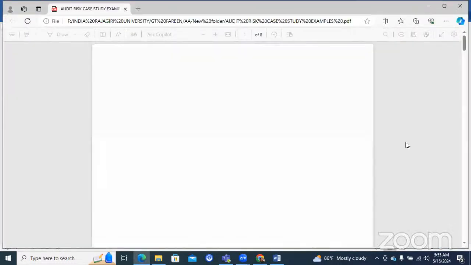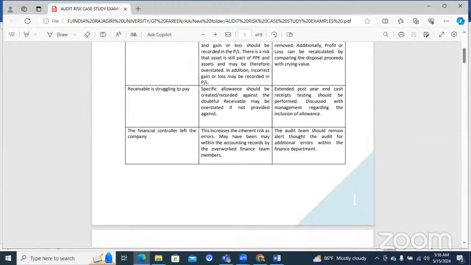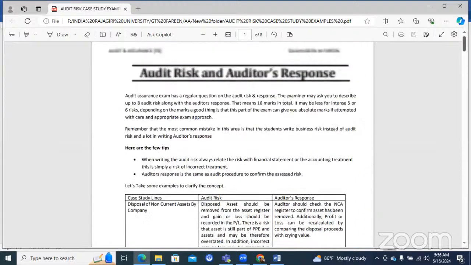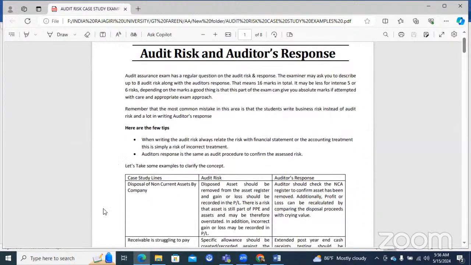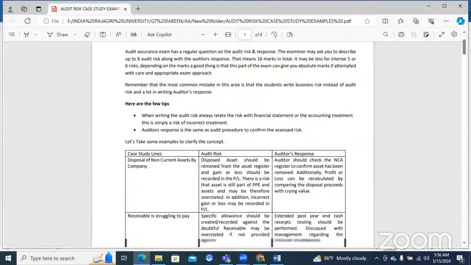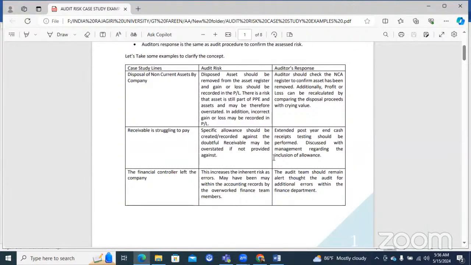See here, if you take this PDF document, audit risk and response. These are the case study lines. These case study lines will be repeatedly tested. So if you prepare a schedule of case study lines like this, and if you know what the audit risk is and what the response is, even though you are not a full-time student, you can easily pass.